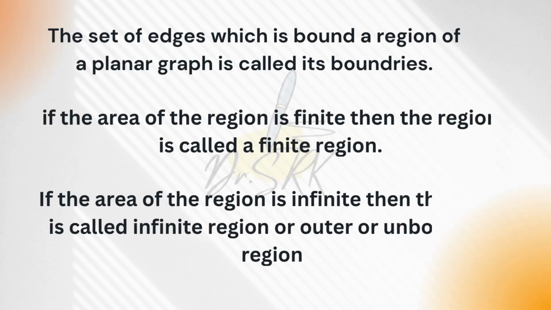We keep in mind some points here. The set of edges which bound a region of a planar graph is called its boundaries. Second point is if the area of the region is finite, then the region is called a finite region. If the area of the region is infinite, then the region is called an infinite region or outer or unbounded region.